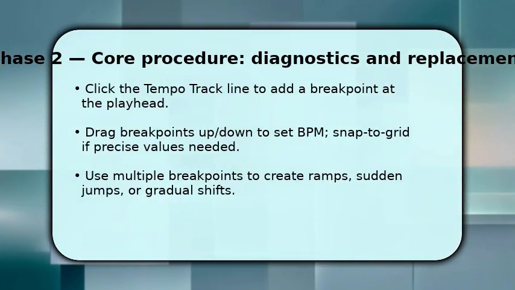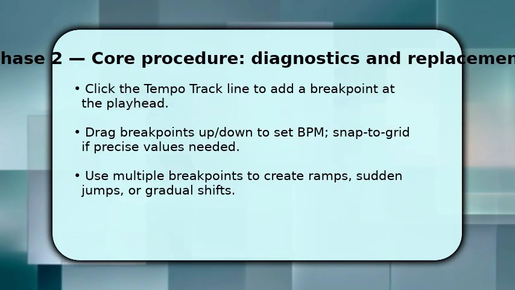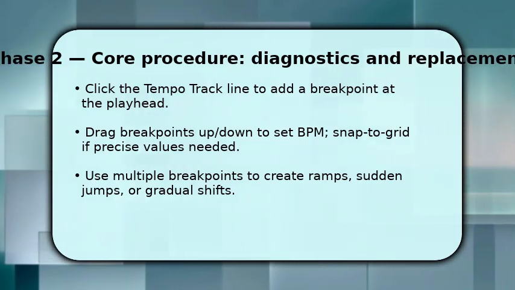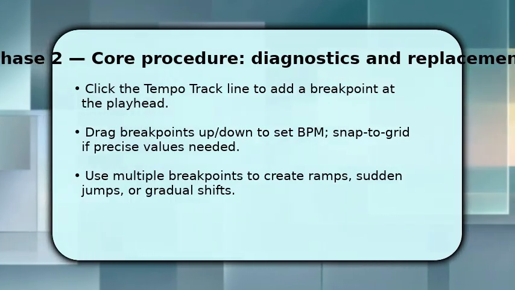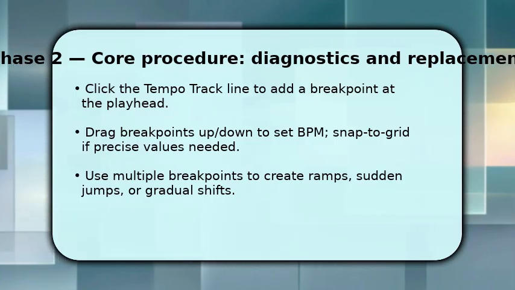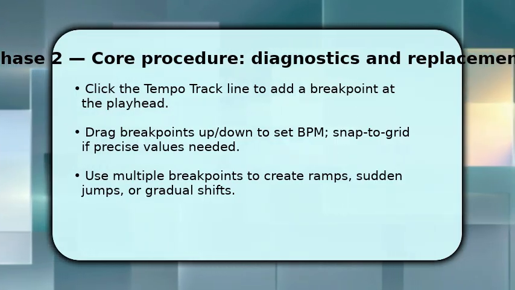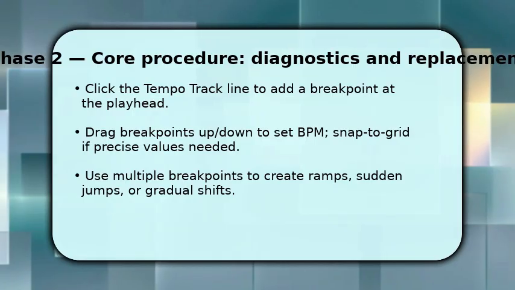Once added, drag the point up or down to change BPM. Small nudges equal small tempo adjustments, big drags equal dramatic shifts. If you want a smooth transition, add 2 nearby breakpoints and drag them to different BPMs. GarageBand interpolates a ramp between them.